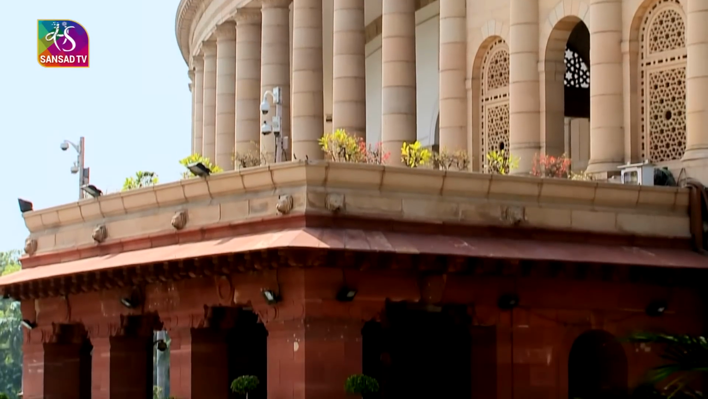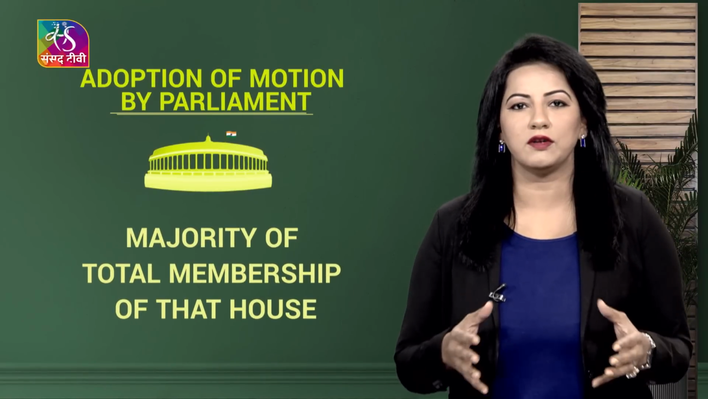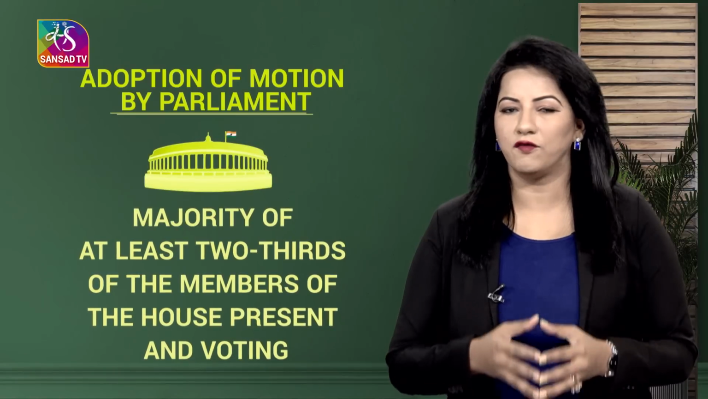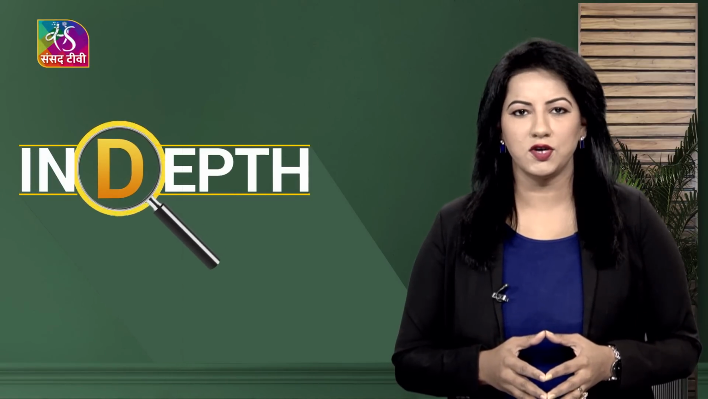If the motion is admitted, the Speaker or Chairman who receives it will constitute a 3-member committee to investigate the complaint. The motion for removal is required to be adopted by each House of Parliament by a majority of the total membership of that House and a majority of at least 2/3 of the members of that House present and voting. If the motion is adopted by this majority, the motion will be sent to the other House for adoption.